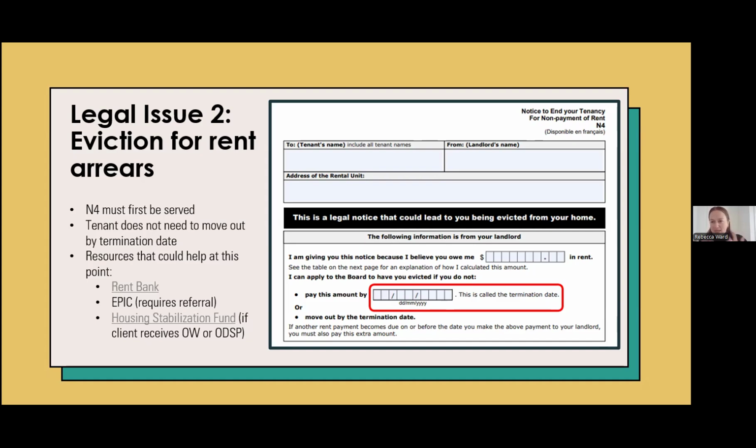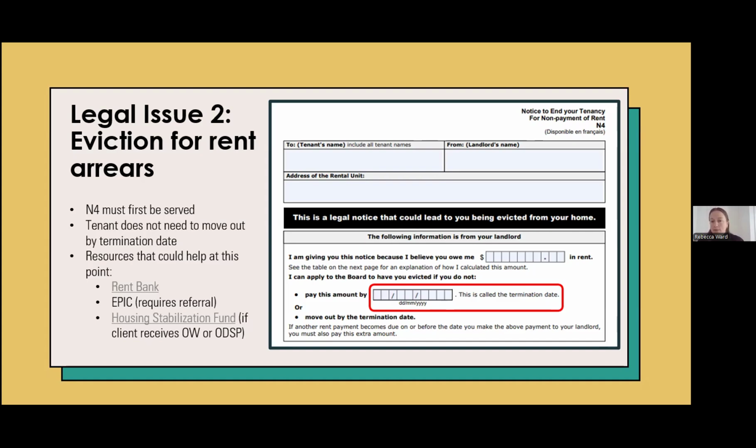But because of that, because they're more like an enhanced program, they require a specific referral from a referral partner. So maybe some of the organizations some folks here work at are referral partners and you're able to make that referral. But if not, legal clinics are referral partners for Epic.